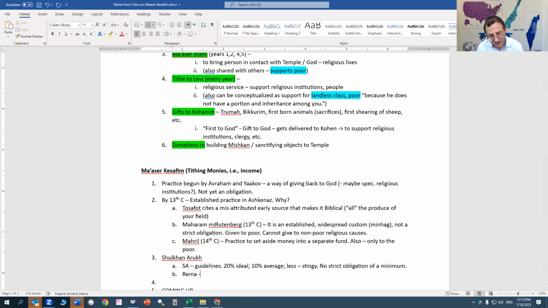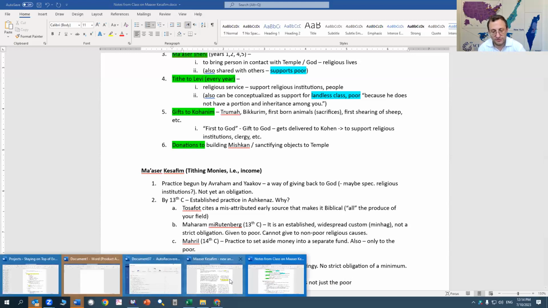Okay, and the Ramah, who's Ashkenaz, speaks about ma'aser, a tithe that is given to the poor. And now we have the Bach, who is 17th century, and he says also it's minhag, and therefore it can go to tzedakah that is not just the poor. Okay, so we're seeing again the development of this practice, and a question of whether it is limited to the poor or not limited to the poor.